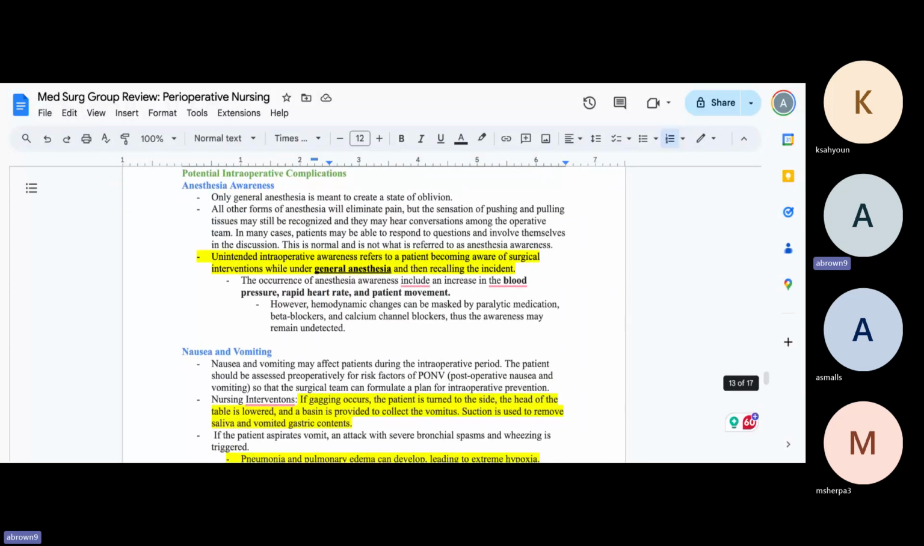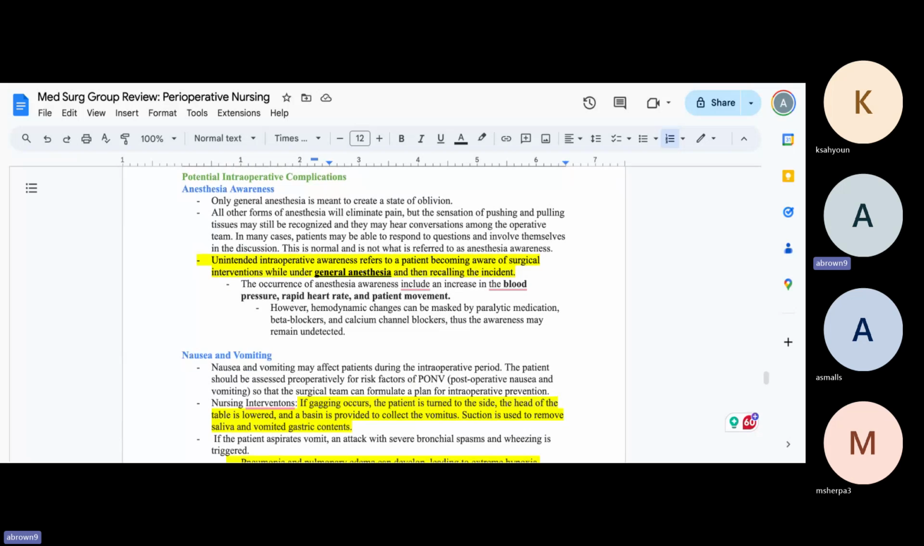Okay. So potential intraoperative complications, anesthesia awareness. Only general anesthesia is meant to create a state of oblivion. All the other 4 forms of anesthesia will eliminate pain, but the sensation of pushing and pulling tissues during surgery may still be recognized, and they may hear conversations among the operative team. In many cases, patients may be able to respond to questions and involve themselves in the discussion. So this is normal and is now referred to as anesthesia awareness.